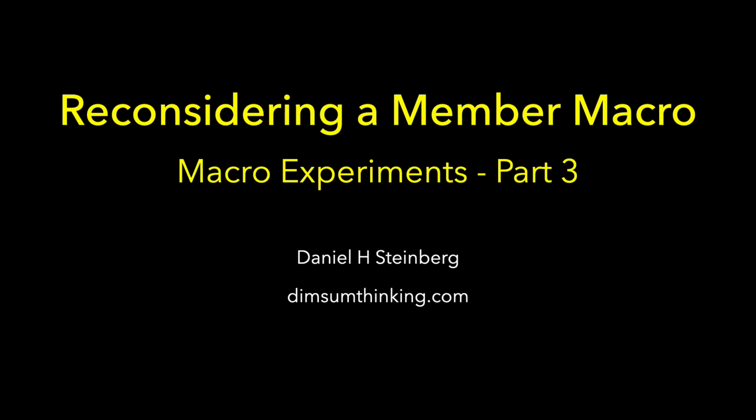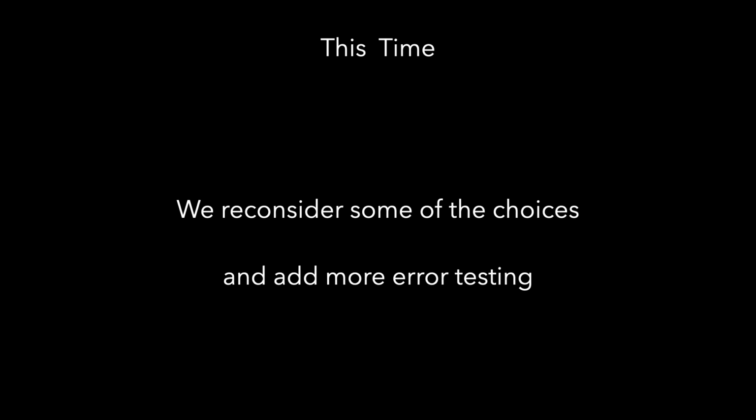In this third episode of Macro Experiments, we're going to reconsider the member macro that we created last time. In the first episode, we came up with a need for a macro and kind of stubbed it out. Last time, we implemented a member macro, and this time, we reconsidered some of the choices that we made. In addition, instead of fatal errors, we'll add more error testing of our own.